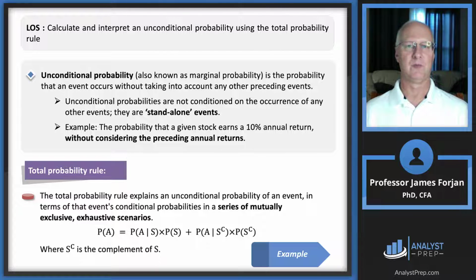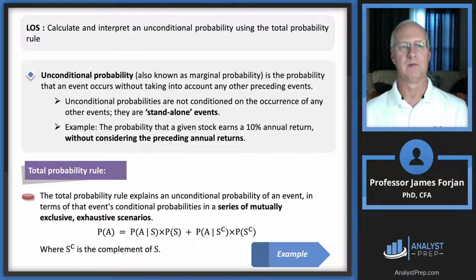How about unconditional probabilities? This is also known as marginal probabilities. And marginal probabilities are going to become really important as we move through level 2 and maybe even a little bit in level 3 when we talk about correlations and causation. We want to see exactly what that marginal probability of some event occurring is, like a stock price going up. It's the probability that an event occurs without taking into account any other preceding event. So unconditional probabilities are not conditioned, right? And so we refer to those as standalone events. For example, the probability that a stock earns 10% annual return without considering the preceding annual returns is an unconditional probability.